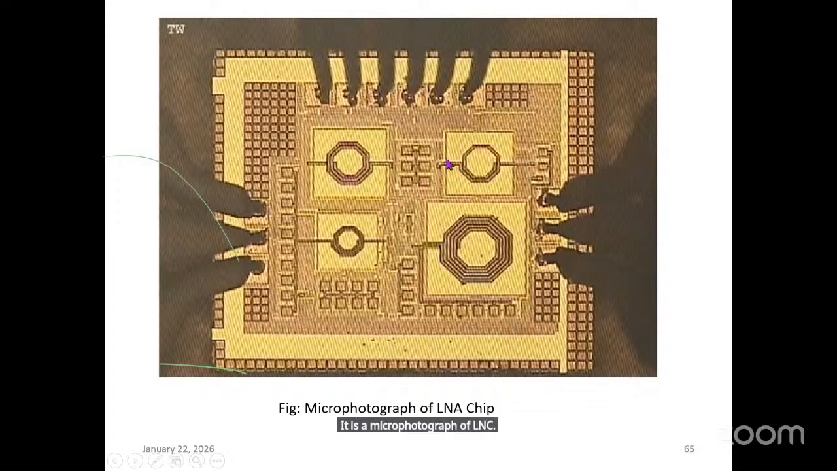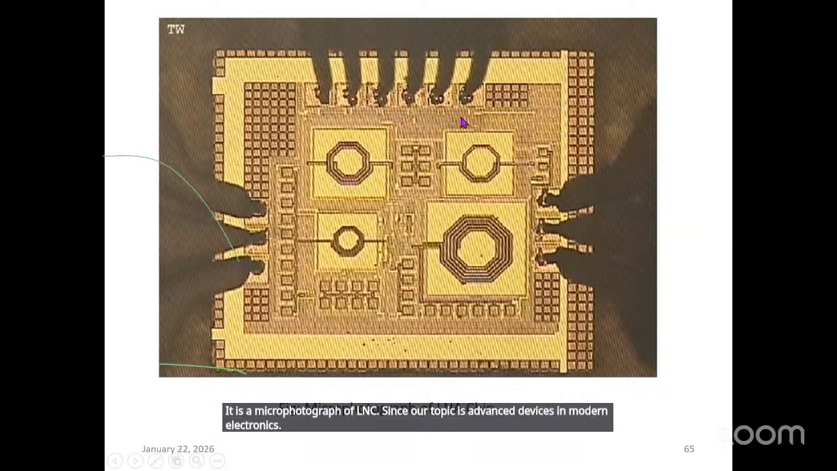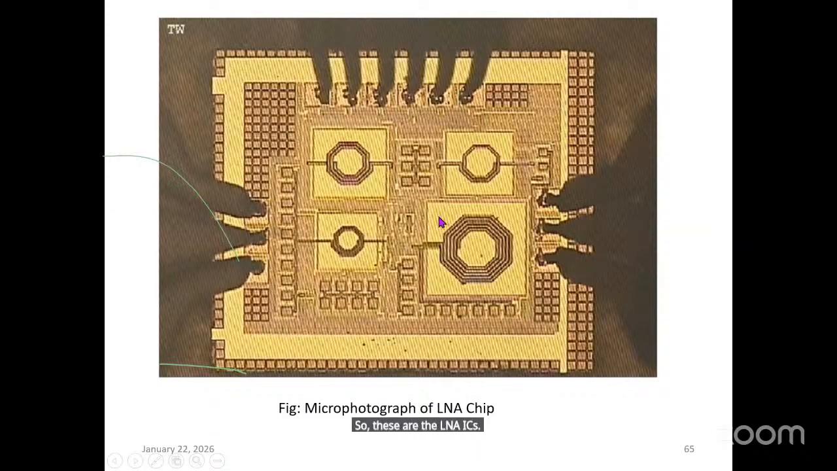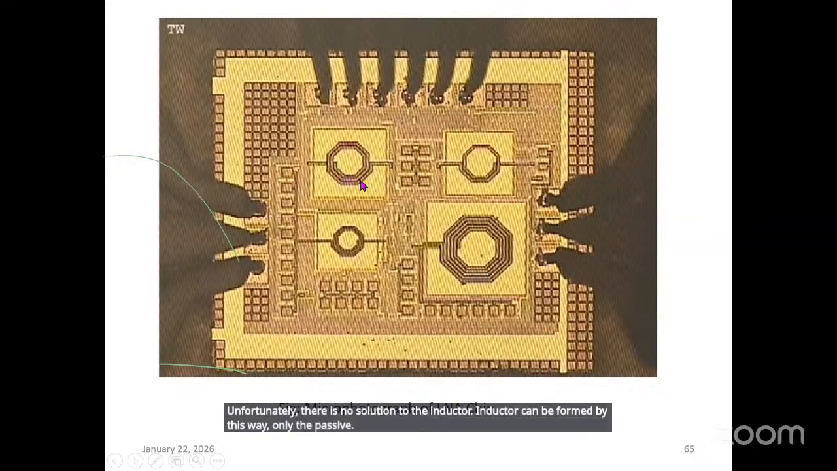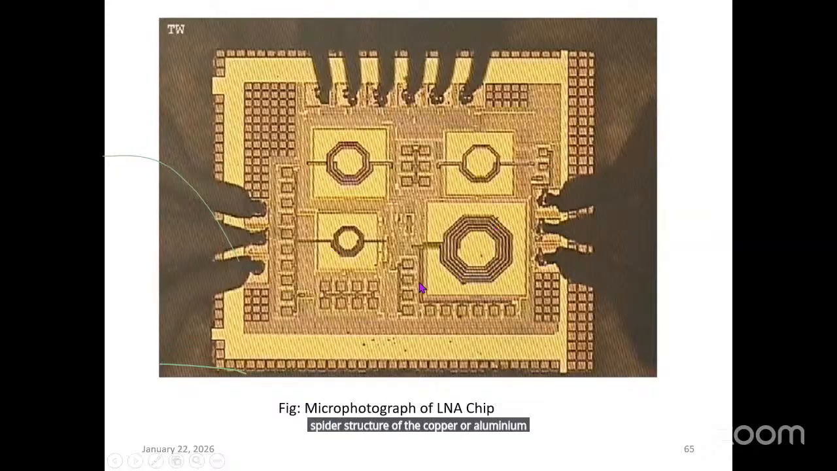Since our topic is advanced devices in modern electronics, these are the LNA ICs being manufactured with the help of new devices. Unfortunately, there is no solution for the inductor. An inductor can be formed only this way, as a passive spiral structure of copper or aluminum. Therefore, these are the inductors manufactured inside the IC, but all the remaining ones are the devices, maybe HEMTs, FinFETs, MOSFETs.